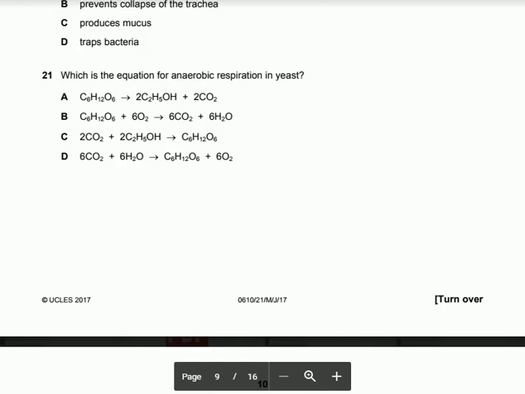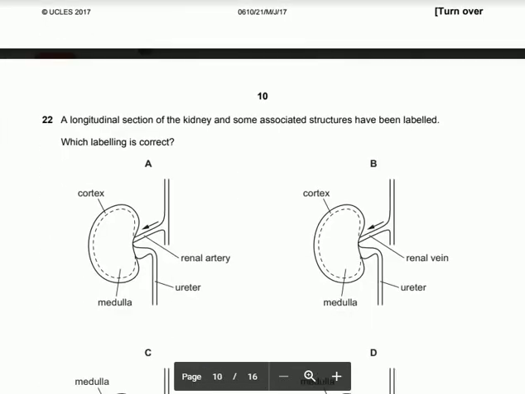21. Let's solve this paper. This paper is actually kind of interesting. I like it. Which is the equation for anaerobic respiration in yeast? Yeast produces ethanol, and the formula for ethanol is C2H5OH. So it's A. Moving on to question number 22.